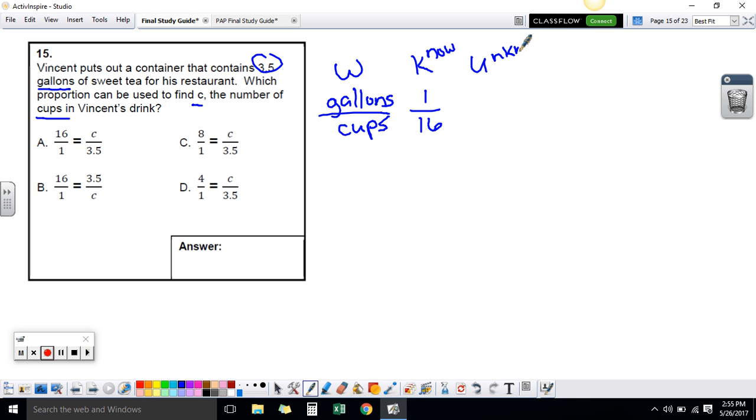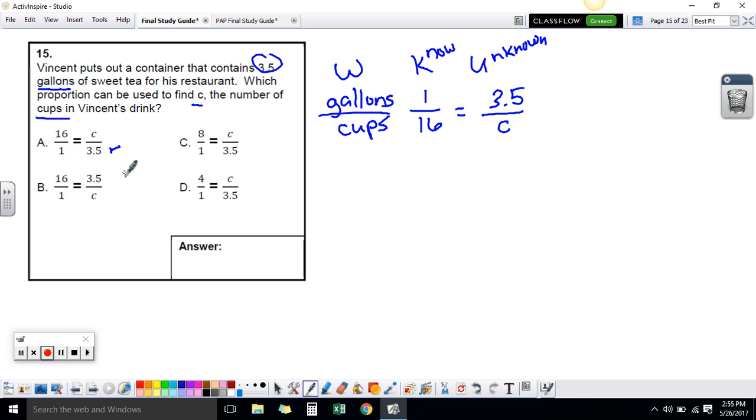And the unknown is, well then, if I have 3.5 gallons, because remember, the reason we do WKU is so you can match your numbers to your words. So if they're telling you you've got 3.5 gallons, that 3.5 needs to go with your gallons. And so our cups is what we don't know, so we're going to put a C. Okay, so in this problem, we're actually not solving for C. We are just trying to figure out which one of these proportions or equivalent ratios matches our WKU. So I'm looking for the 1 and the 3.5 to be together because they're both gallons. So 1 is across from 3.5.